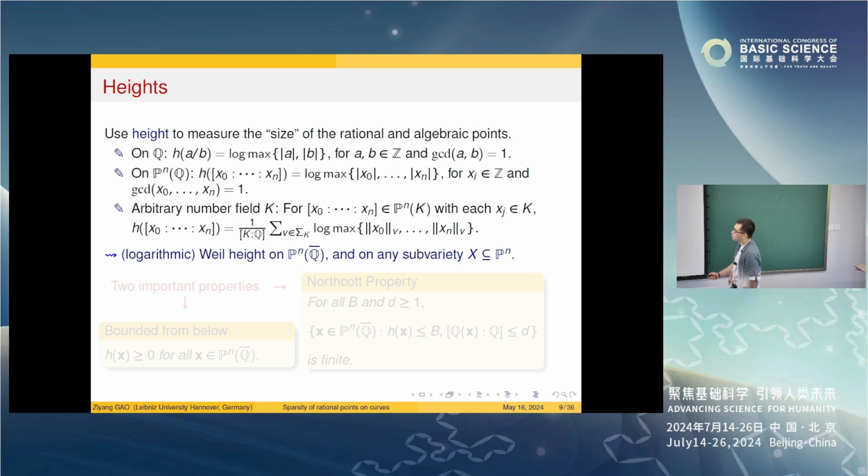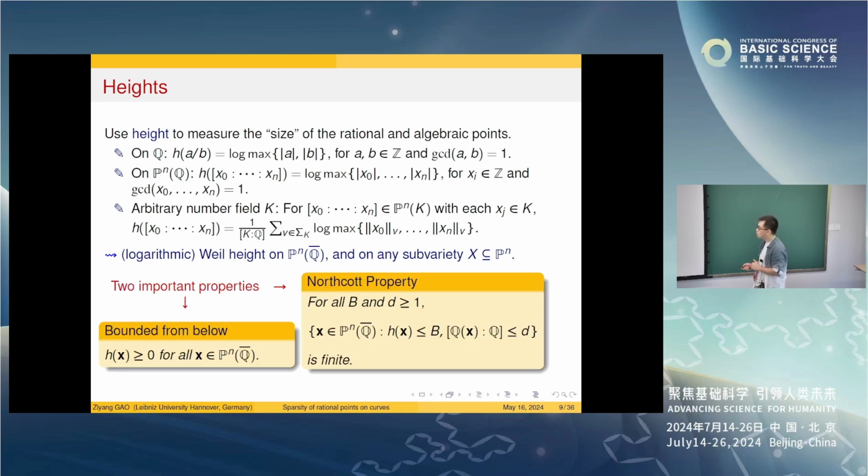From this one, we get the so-called logarithmic Weil height on P^n over Q bar, and then on any subvariety X inside P^n. So why is this function called height? There are two very important properties of this function. Later on, we will define some functions on some varieties. We try to call them heights. But to say that they are actually heights, we need to check these properties.